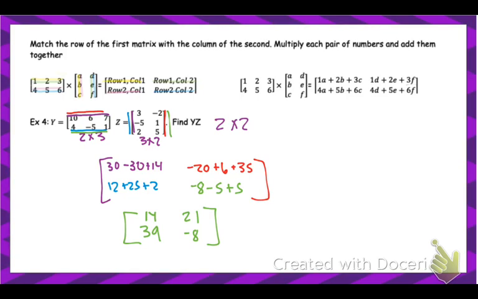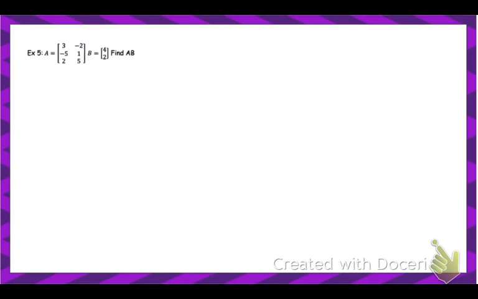All right, so now let's do a couple more examples. If you feel pretty comfortable, then you can go ahead and pause it and try this next one and the one after. But I'm going to go ahead and work these out. So first of all, this is a 3 by 2. This is a 2 by 1. So yes, they can get multiplied together. The result's going to be a 3 by 1.